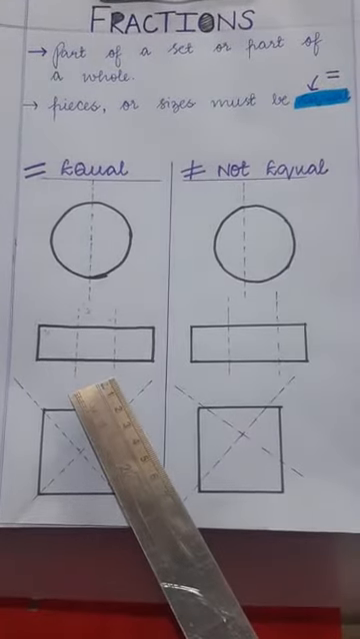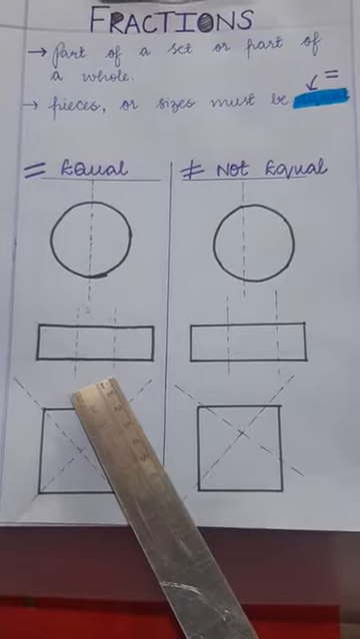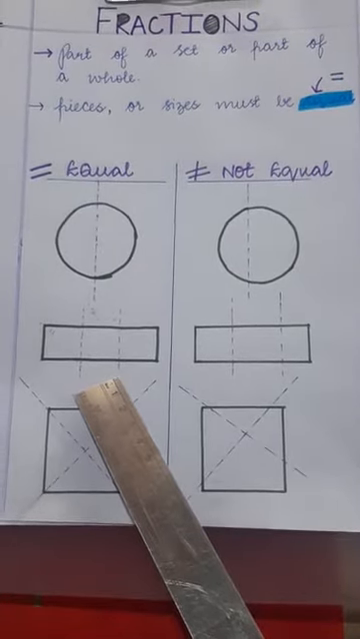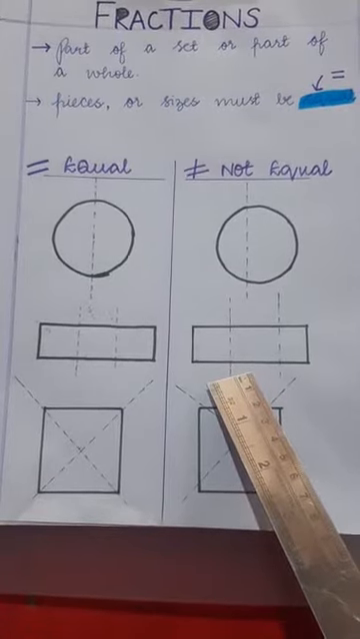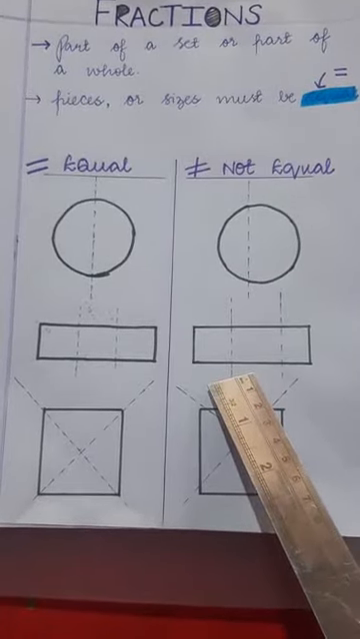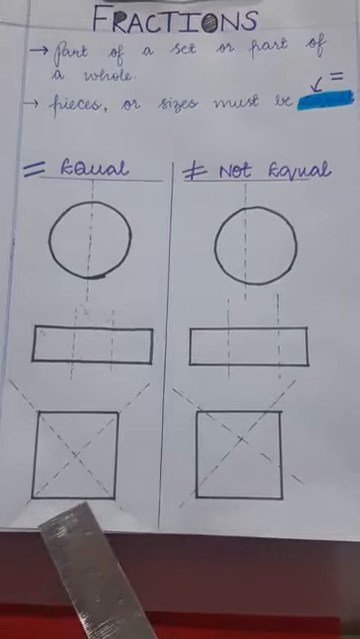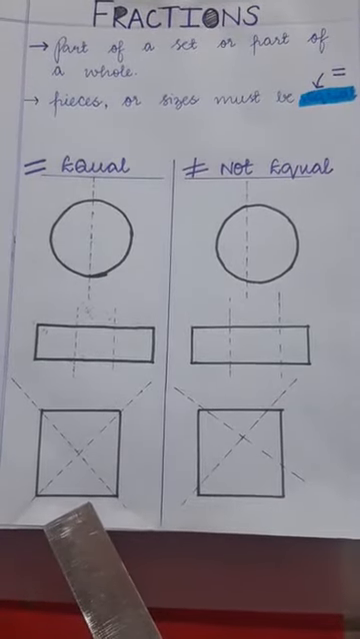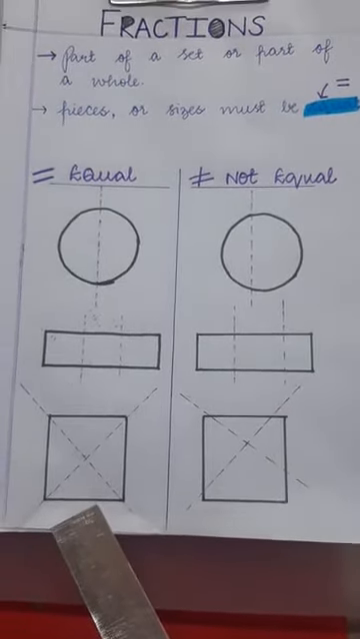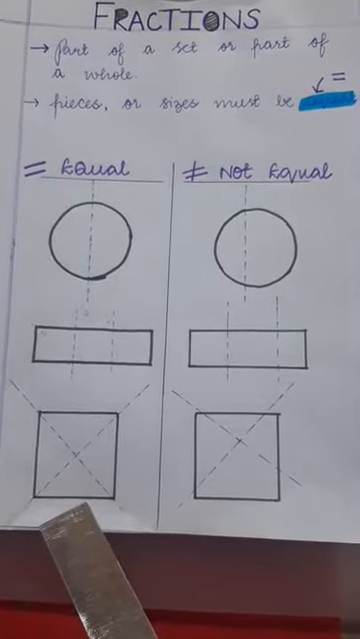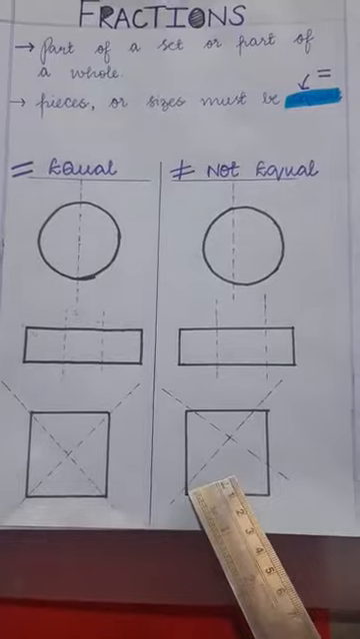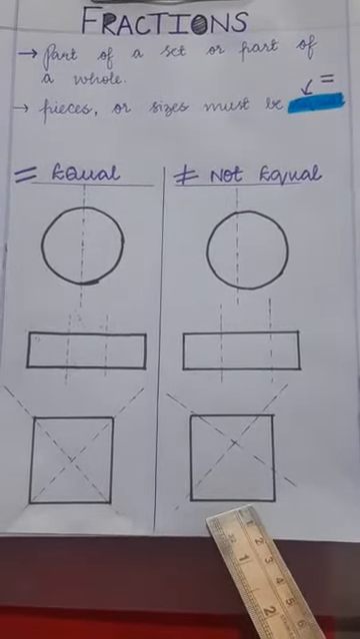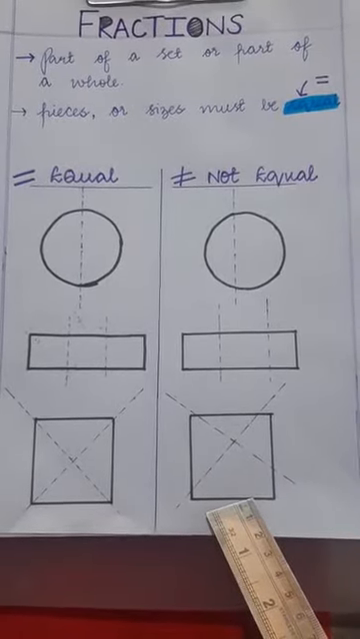Similarly, the three parts here are equal. Hence, it can form a fraction. Whereas the three parts here are not equal. Hence, it cannot form a fraction. The square here has been divided into four equal parts, hence it can form a fraction. Whereas the square here has not been divided into four equal parts, hence it cannot form a fraction.